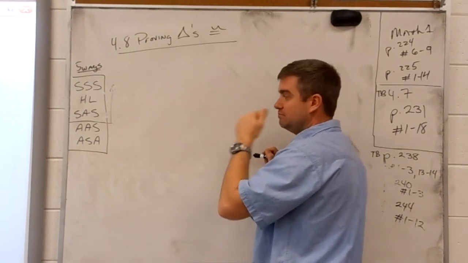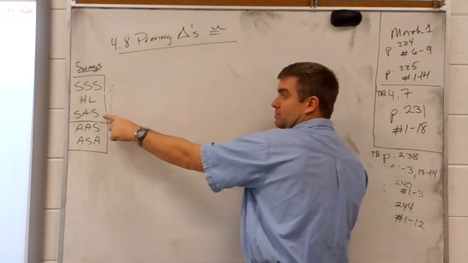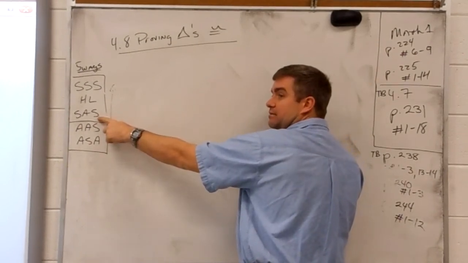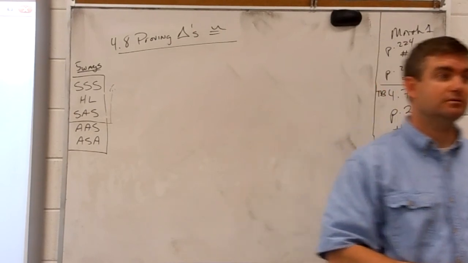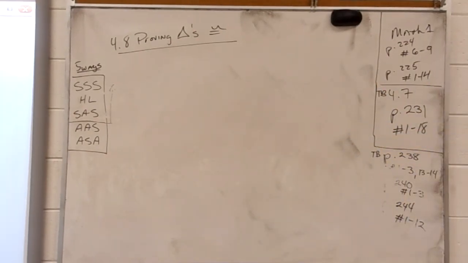So if it just gave you one angle, you couldn't do anything with it. Yeah, you could. It could be side, angle, side. It could be HL if it was a right angle. You can't have angle, angle, angle? No, you cannot. Why? Angle, angle, angle is similar, because that angle could be longer.